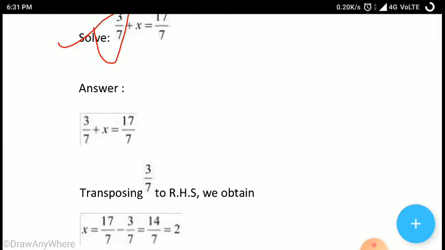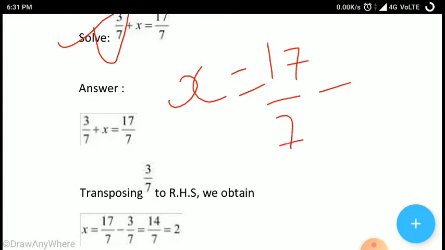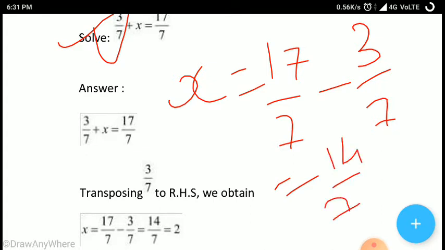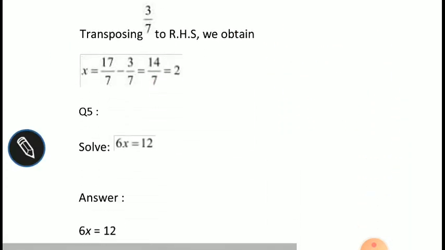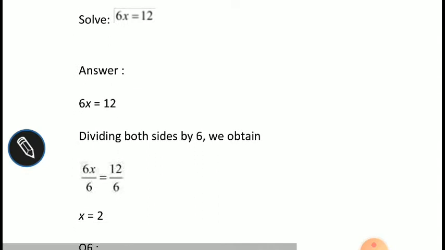Okay, so x is equal to 17 upon 7 minus 3 upon 7. It is positive, so we convert it into a negative sign, so minus 3 upon 7. Okay, so see, the denominators are the same, so no need to find the LCM. So 17 minus 3 is equal to what? 14. 14 upon 7, so we can reduce this by 7. 7 twos are 14, so our answer is what? 2. Okay students, understood? Now see the next question.